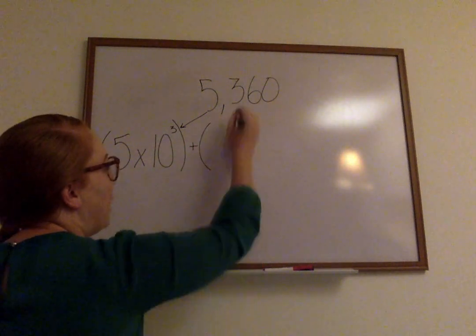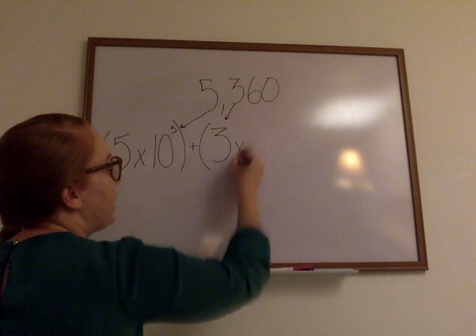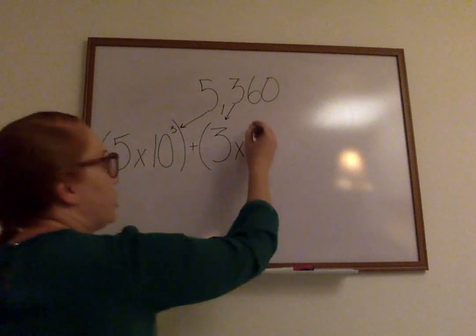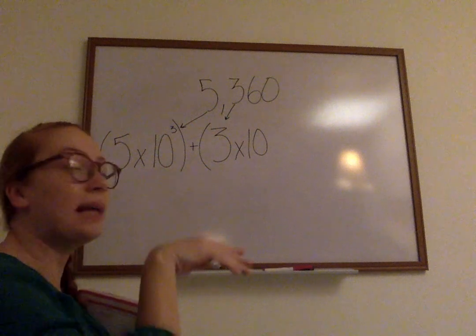Open parentheses back up. My next number is a 3. I bring it on down. I'm timesing it by my base number, which is always 10. I need to find my exponent. How many numbers are behind the 3?